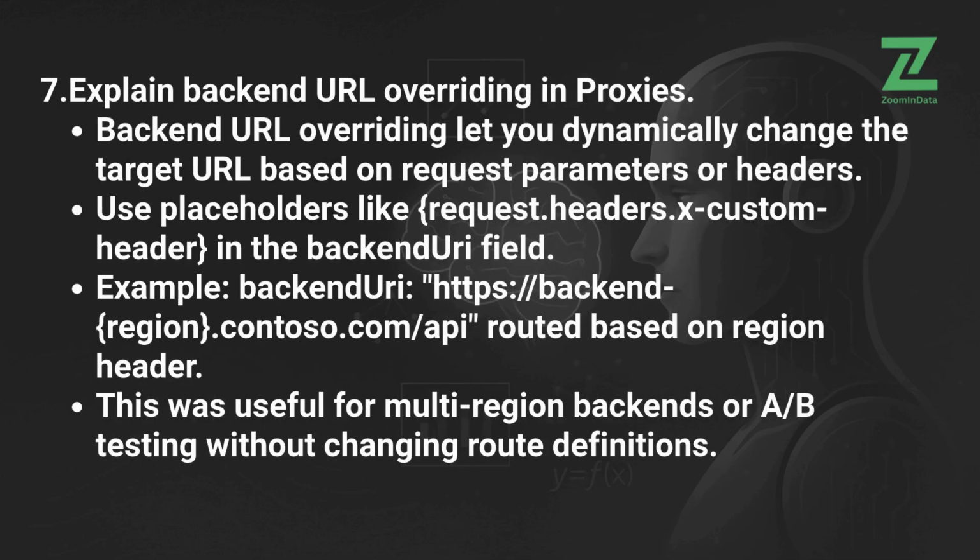Explain backend URL overriding in proxies. Backend URL overriding let you dynamically change the target URL based on request parameters or headers. Use placeholders like {request.headers.x-custom-header} in the backend URI field. Example: backend URI https://{backend-region}.contoso.com/api routed based on a region header. This was useful for multi-region backends or A/B testing without changing route definitions.